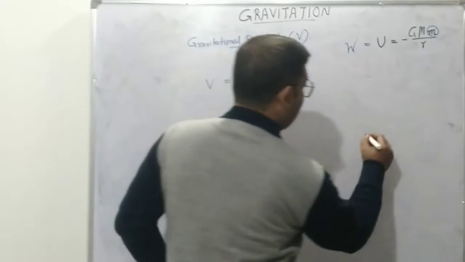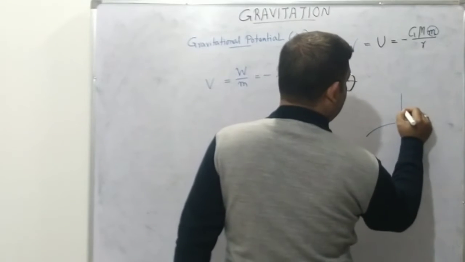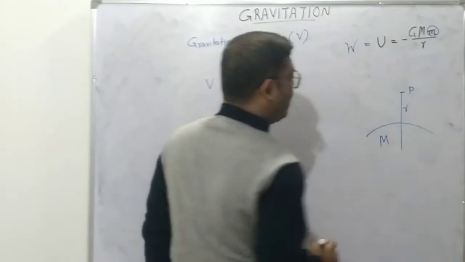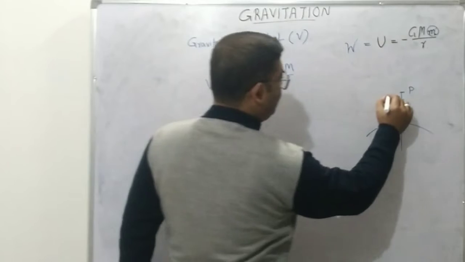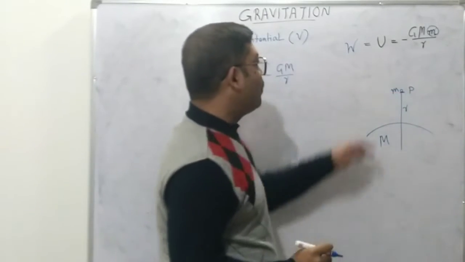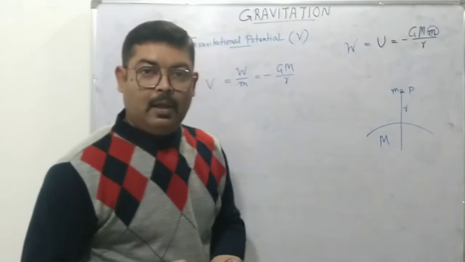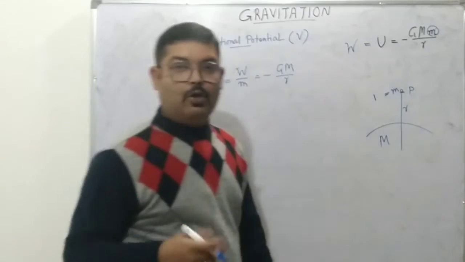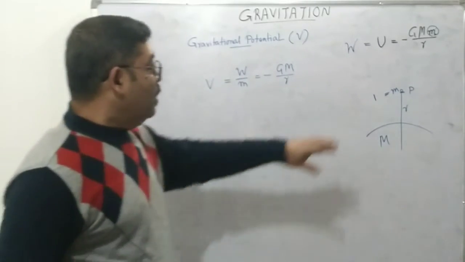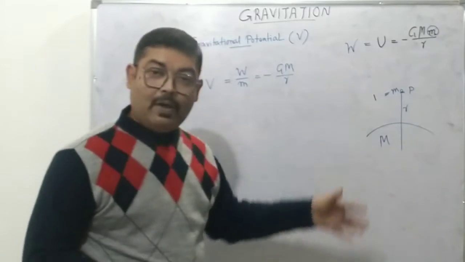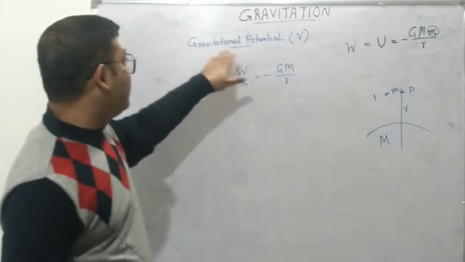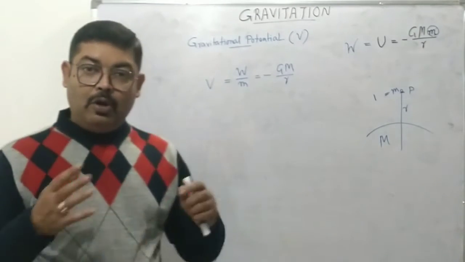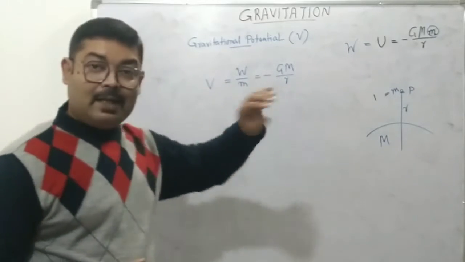We said that if we have a gravitational field and this is a distance r, this is a point P, mass M, and if we place a small mass m here, then its gravitational potential energy was GMm by r. Here, instead of small m, if I put a unit mass, that is 1 kg or 1 gram, depending on the scale we have taken, then whatever potential energy it will have will be called the gravitational potential. So gravitational potential is nothing but work done per unit mass or potential energy of a unit mass placed at that particular point.